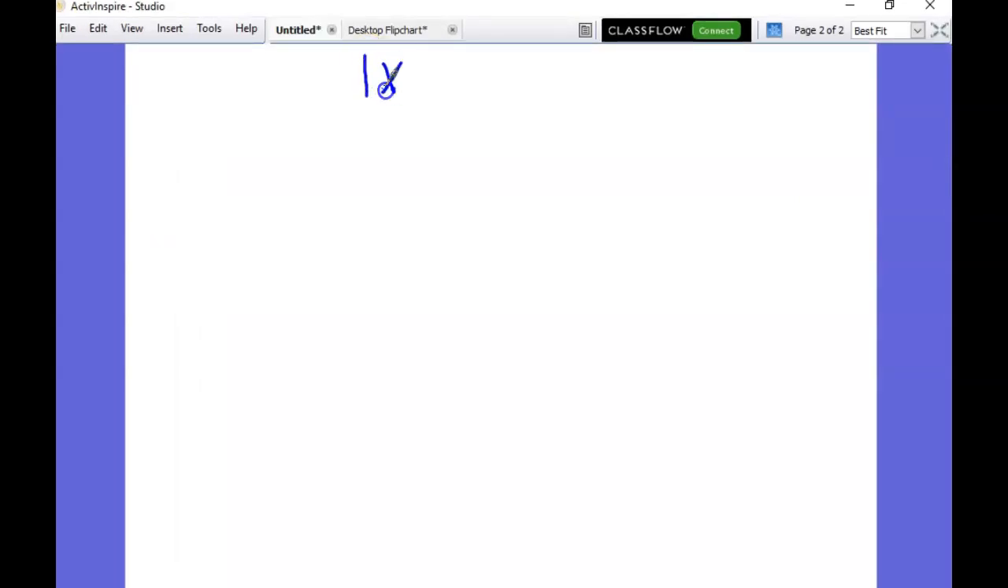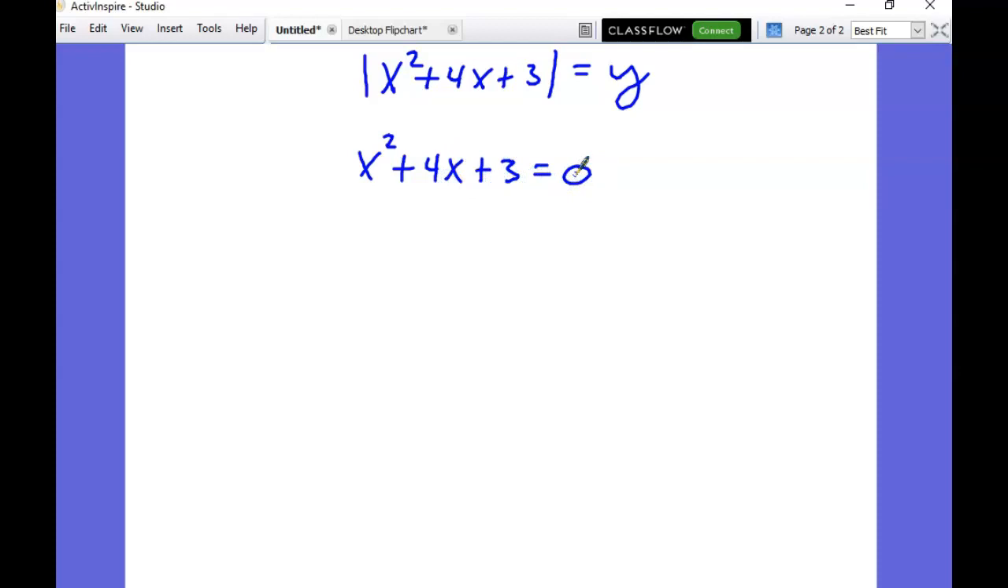So, we have x squared plus 4x plus 3. Okay, so I want to find where it equals 0. The whole less than thing isn't going to serve us very well.